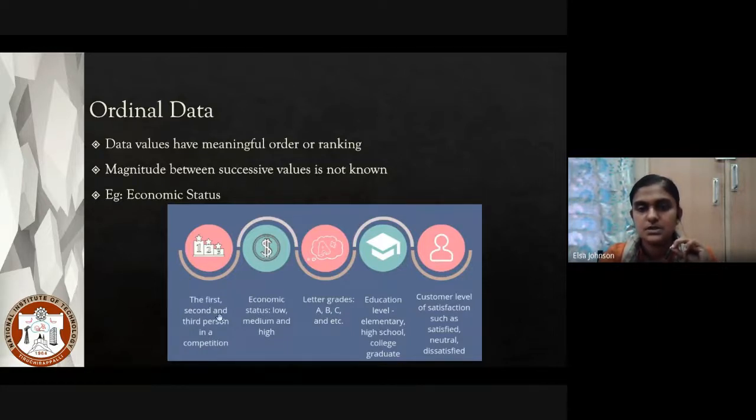Then economic status: low, medium, and high. Grades A, B, and C. Education level: elementary, high school, college graduate. Customer satisfaction. Product quality also: four stars or above, three stars or above. Like that, different categorizations are there, and different examples are given there.